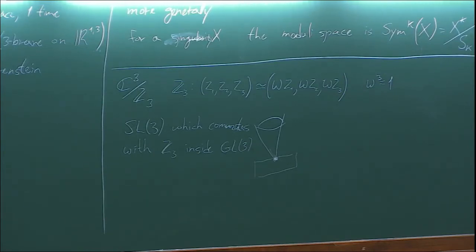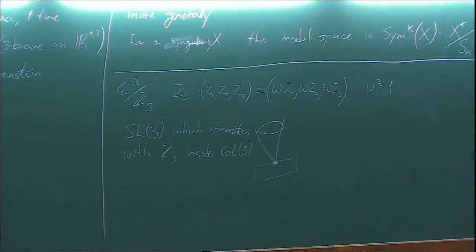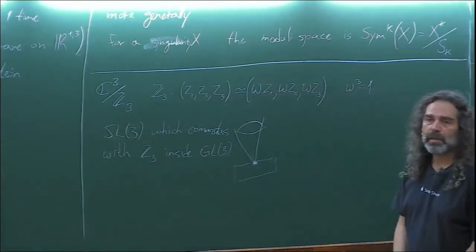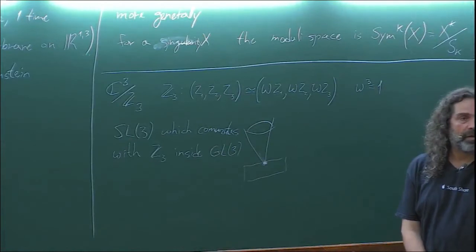So GL3 divides into C star times SL3. The C star is not commuting with Z3, but SL3 does. Okay? And therefore, I should use a representation theory of SL3. So for example, those coordinates Z1, Z2, and Z3 transform in the three-dimensional representation of SL3.